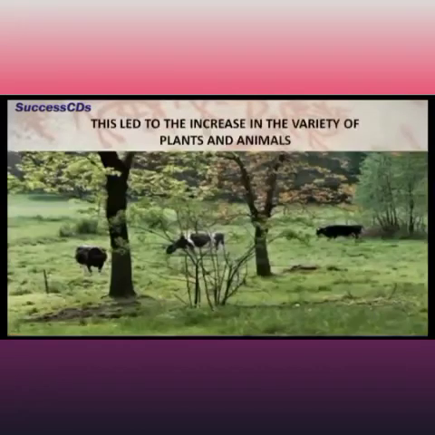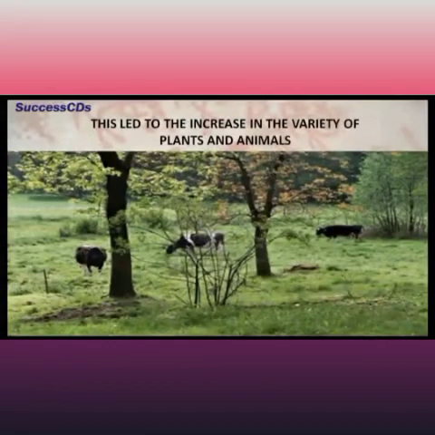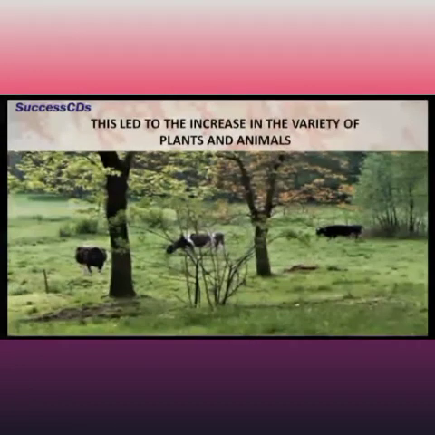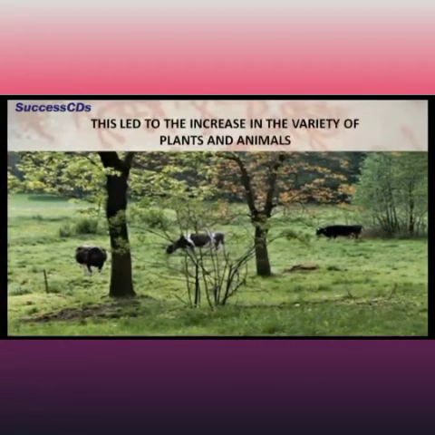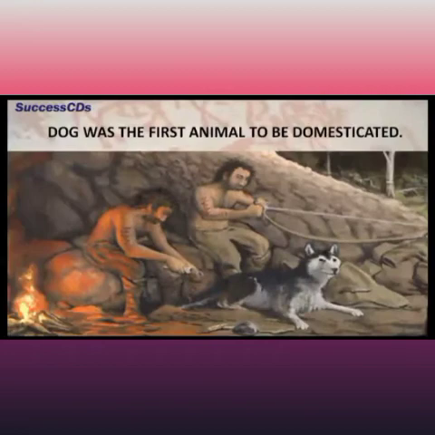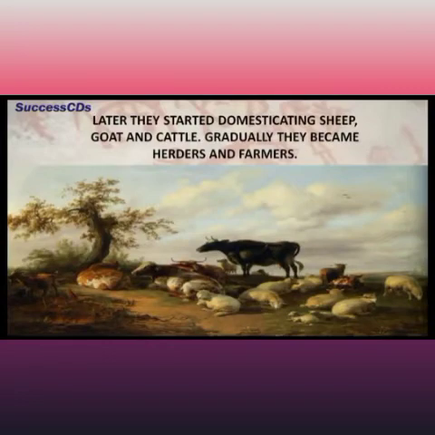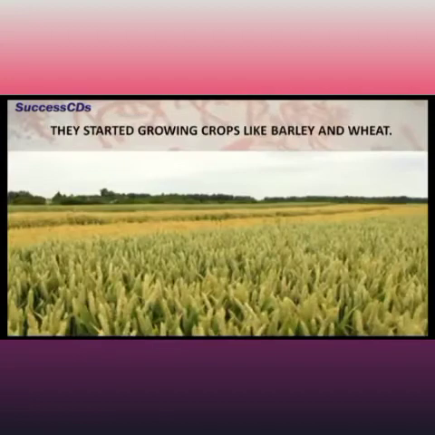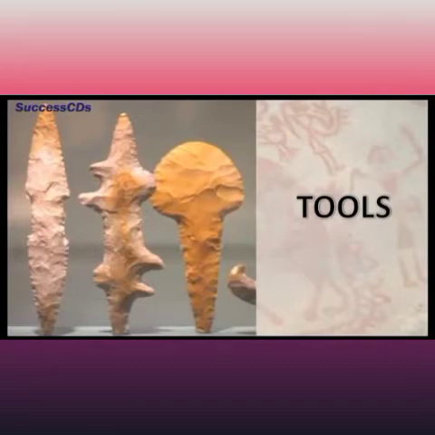So what happened during this time? Okay, let's study that. This was the time in which there was a variety of plants and animals. There was an increase in that. And the Mesolithic people learned to hunt in groups and to fish, and they also learned to domesticate plants and animals. Domestication was seen first with the dog, might be wolf also. And later they started to domesticate sheep, goat, and cattle, and they were known as herders and farmers. And then agriculture, they started growing crops like barley and wheat, and these were the tools that were used in agriculture.